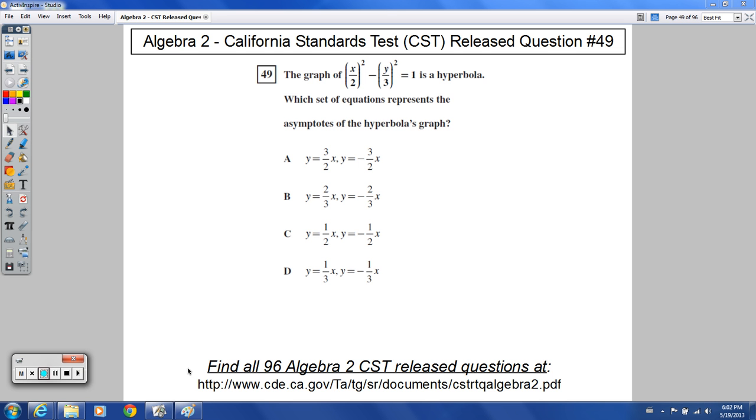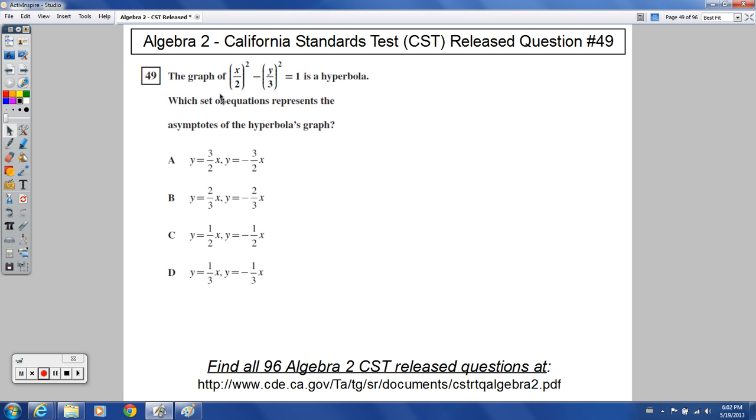Hello and welcome to Algebra 2 CST release question 49. It says the graph of the quantity x divided by 2 squared minus the quantity y divided by 3 squared equals 1 is a hyperbola. Which set of equations represents the asymptotes of the hyperbola's graph?